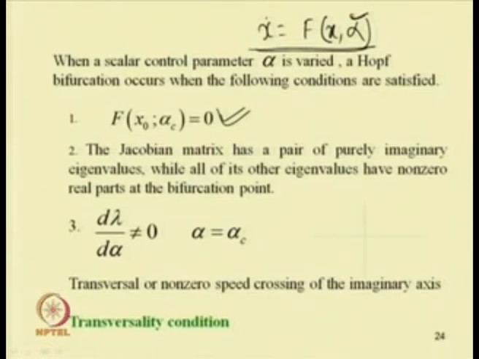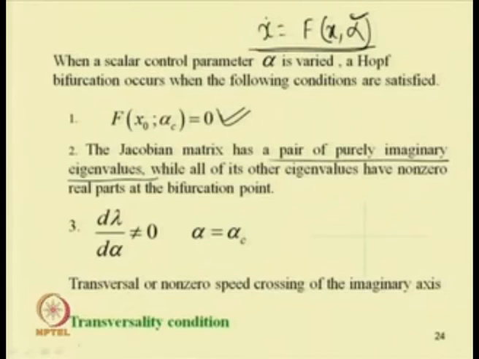But in this case the difference is that the Jacobian matrix has a pair of purely imaginary eigenvalues, instead of a 0 eigenvalue, while all of its other eigenvalues have non-zero real parts at the bifurcation point. Let alpha c be the bifurcation point.